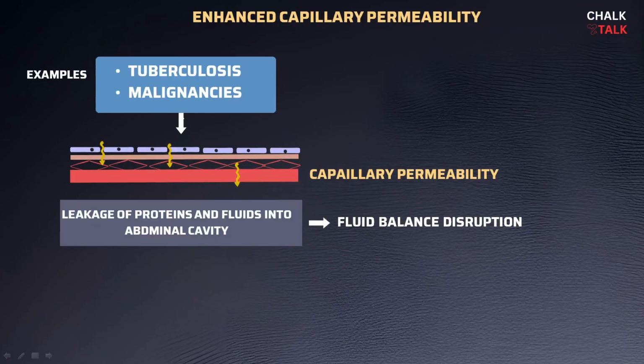So it's not only pressure and albumin that matters, but sometimes the capillaries themselves become leaky. In conditions like tuberculosis infection or malignancies, the walls of the blood vessels are inflamed or damaged. Now, think of it like a garden hose, which is full of tiny holes. The water seeps out even when the pressure is normal. This leakage allows proteins and fluid to escape into the abdominal cavity, which results in the disruption of the normal balance of fluid exchange and accumulation of ascites.